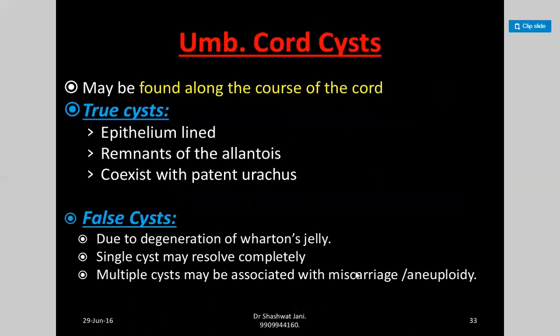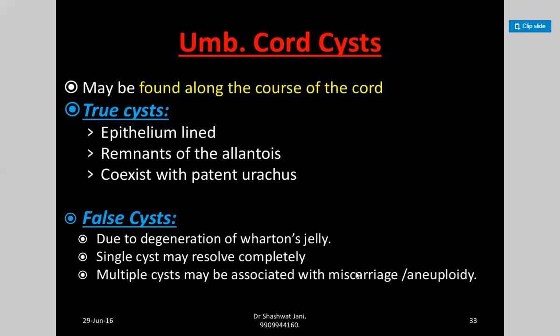And the umbilical cord cyst is a pathology which can take place. What is a cyst? It is a collection of fluid in a sac. If it is fixed to the umbilicus, then it is an umbilical cord cyst, found along the course of the cord. There are two types of cyst: true cyst and false cyst. A true cyst is an inclusion of remnants of the allantois coexisting with a patent urachus. A false cyst is due to degeneration of Wharton's jelly.